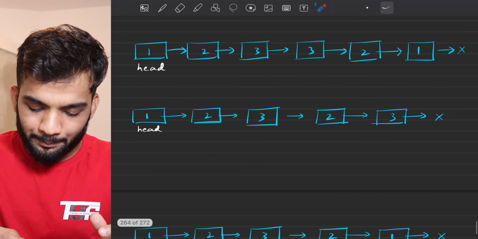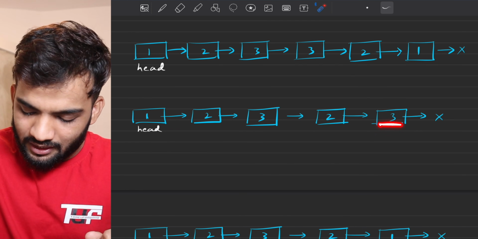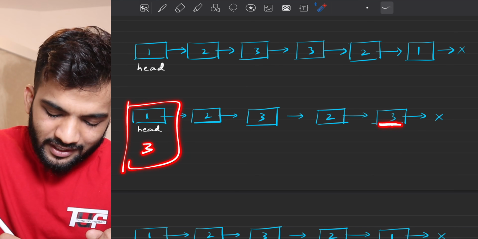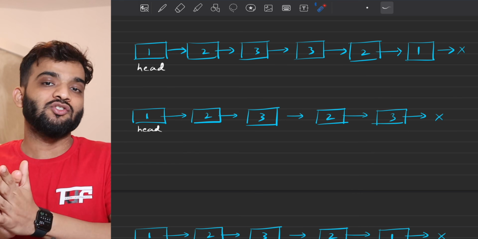Let's look at another example. You're given 1, 2, 3, 2, 3. Let's try to write it. Take the last, and if you write it, you will see that they are not matching. If they're not matching, you'll be returning false, stating that it is not a palindrome.